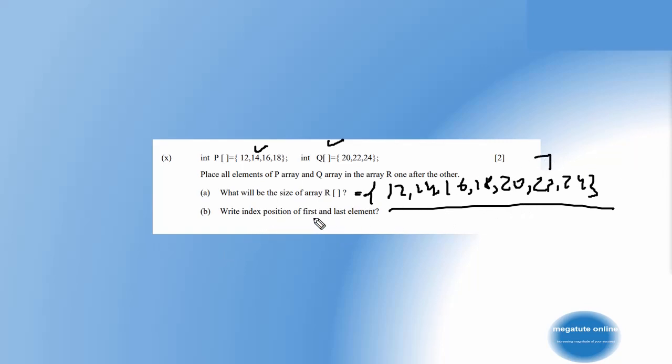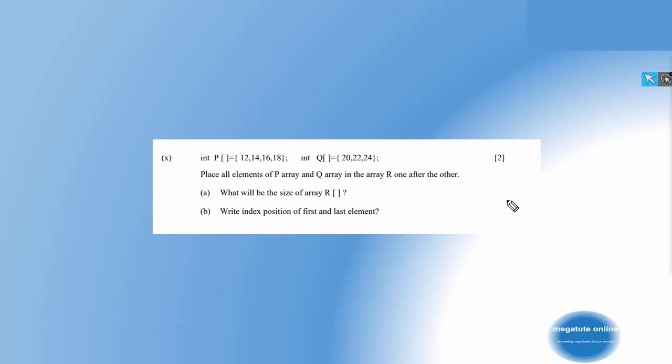Write the index position of the first and last element. The first element always has to be at the 0th position. The last element is at the 6th position. There are 7 elements, but it's starting from 0, so it's going to be the 6th position. All right. So this is the last question.